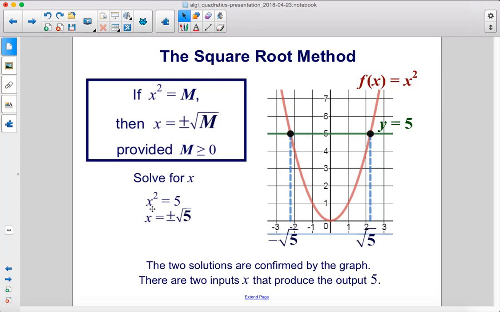Solve for x. We have x squared equals 5, so m is 5. Therefore, x equals positive or negative the square root of 5. So here we have our graph of x squared, and if we put in negative square root of 5 into this function, we will get an output of y equals 5. And if we put in positive square root of 5, we will also get an output of y equals 5. So there are two inputs that produce the output 5.